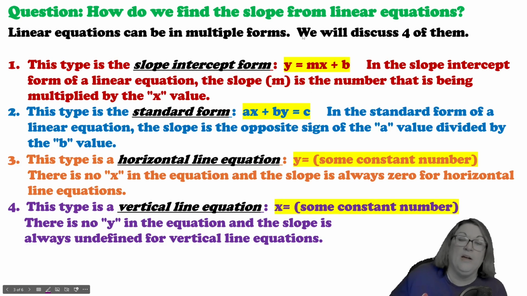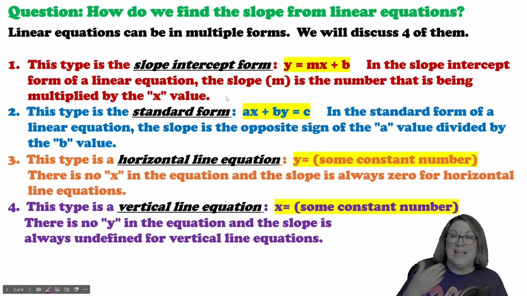Now let's go back up here to slope-intercept form first. In the slope-intercept form of a linear equation, the slope m is the number that is being multiplied times the x value. So if you're just trying to identify your slope from that equation, you're going to go straight to where the x is and look at the number next to it. And whatever that number is being multiplied times the x, that is your slope.